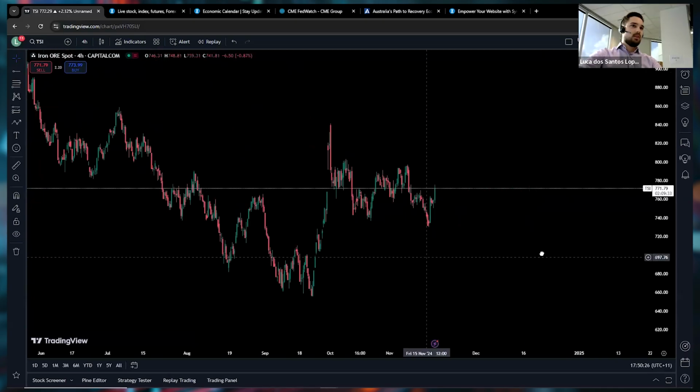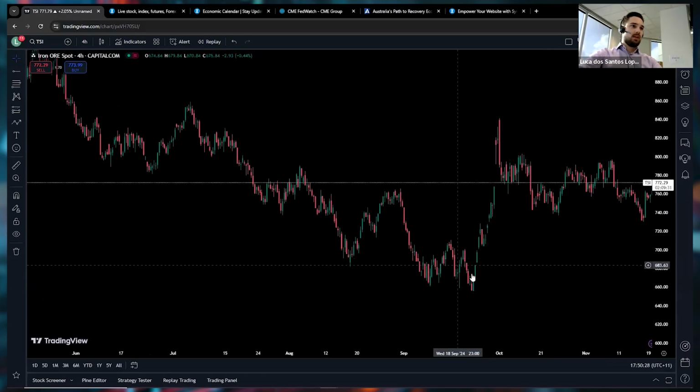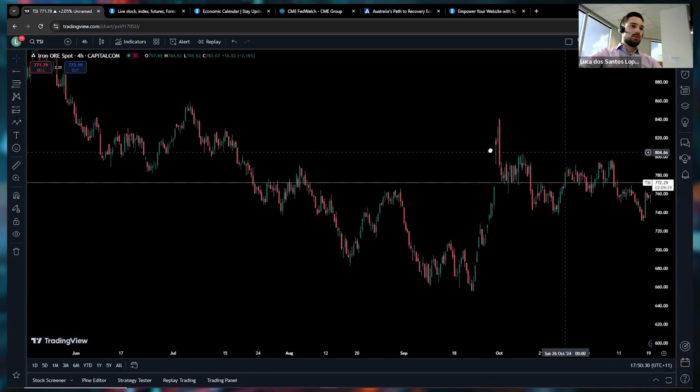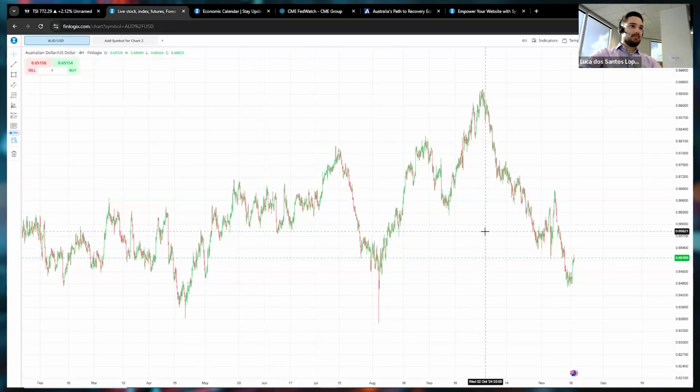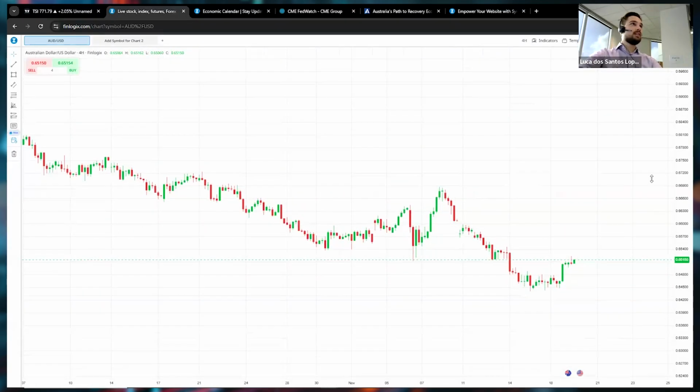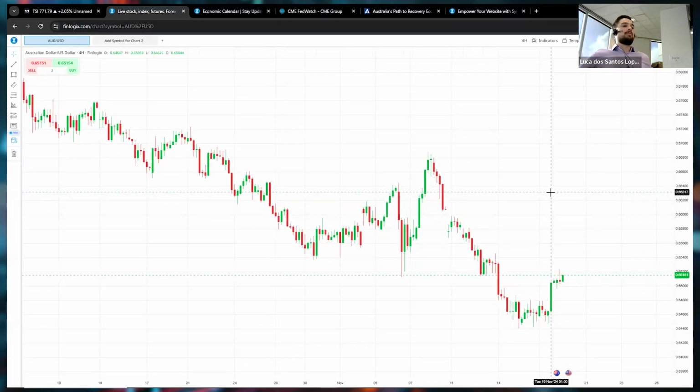So we had some good moves happening last week, but it couldn't carry over to the Australian dollar. Typically iron ore provides some sort of tailwind, some sort of support for the Australian dollar, but it feels like it's not happening this time. We're having some sort of relief this week, but still.